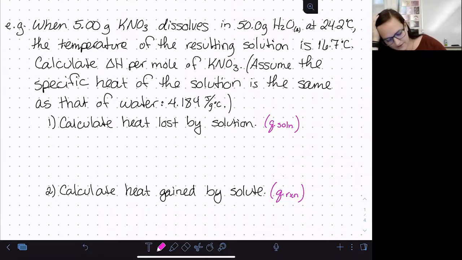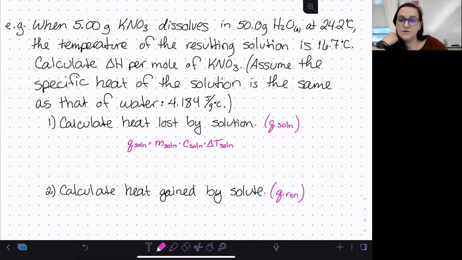So to find the heat transferred in the solution, we'll need to take the mass of the solution times the specific heat of the solution times the temperature change of the solution. So we need to identify those three things.